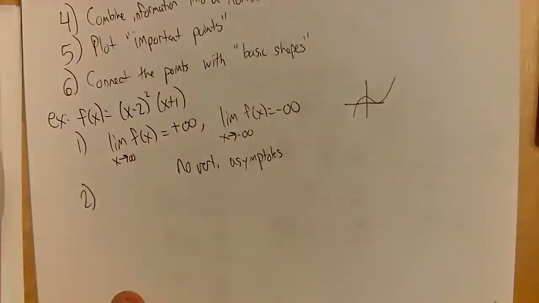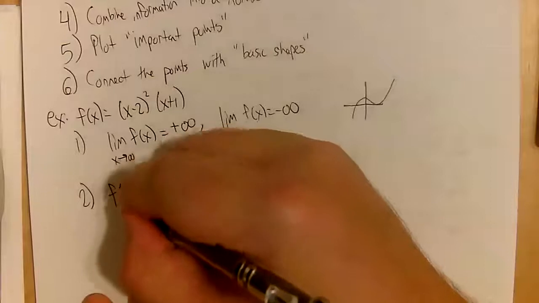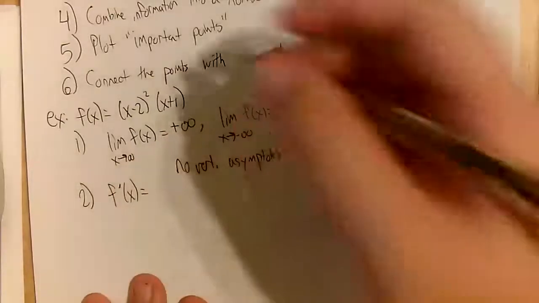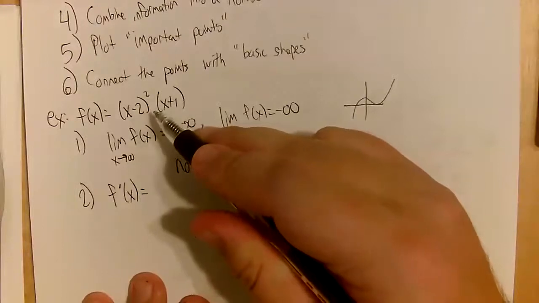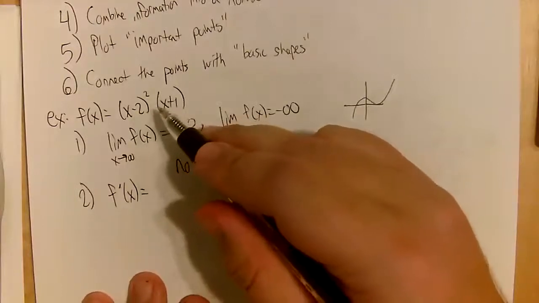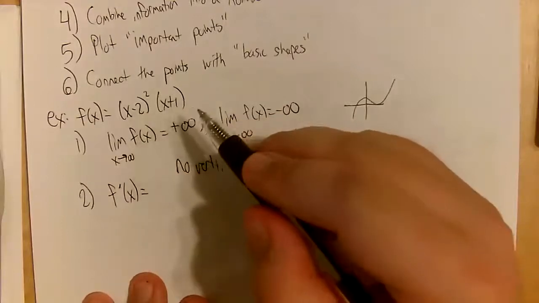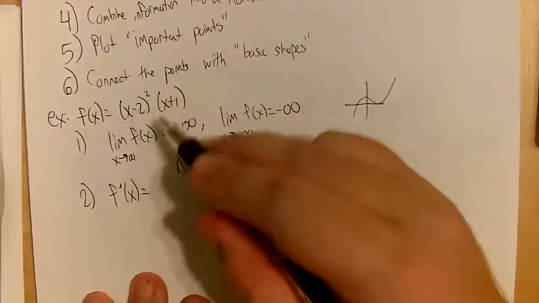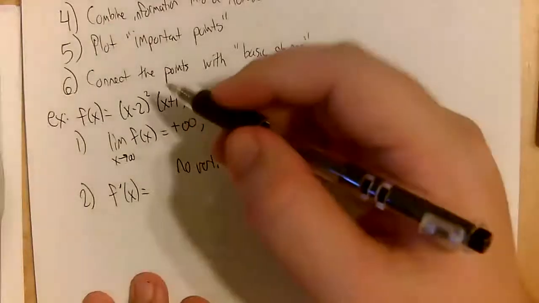All right, next, let's go ahead and try to find our critical points. So our critical points occur when our derivative is 0 or undefined. First, let's find our derivative here. So there are two ways of doing this. We could FOIL all of this out first and then do the power rule on every term, or we could do the product rule as it's written. I'm going to do the product rule as it's written.